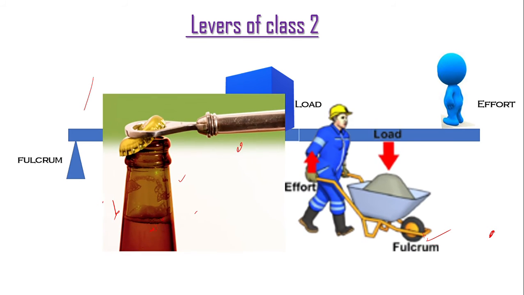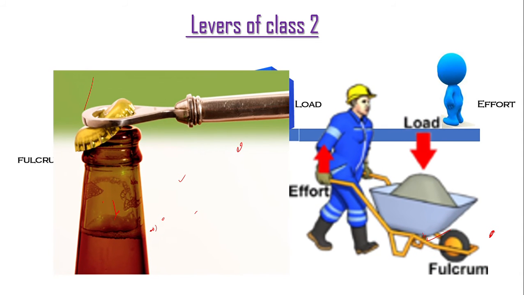Alright, the other few more examples. So bottle opener, this is the fulcrum over here. The load is this part. It is lifting it, cutting it, opening it, and here you are putting your effort. Again here you can see clearly effort has been put over here. Fulcrum is this point. Okay, and this is the load. Alright, so whenever the load is in the center, it is lever of class 2.